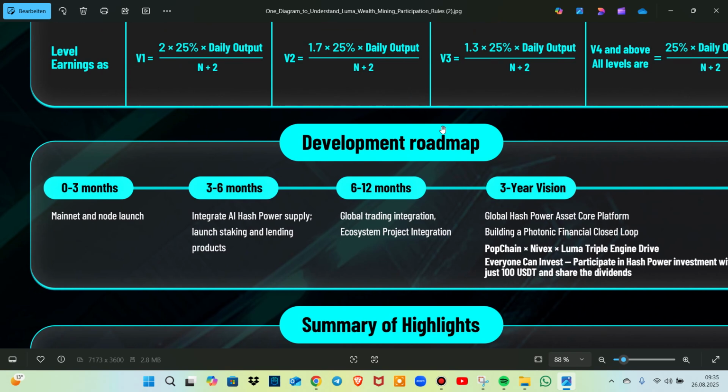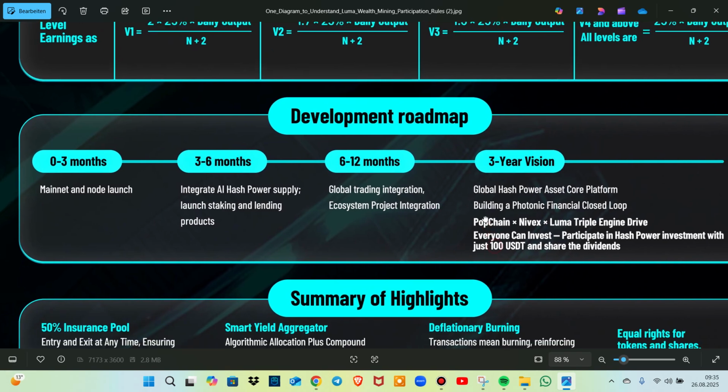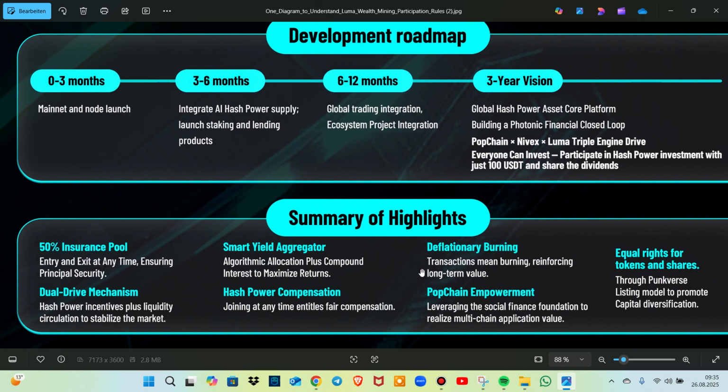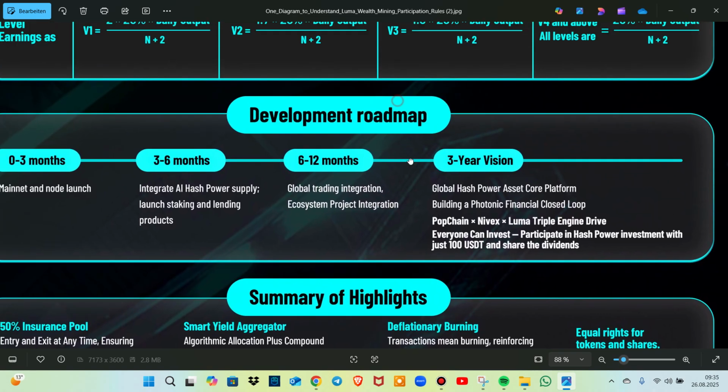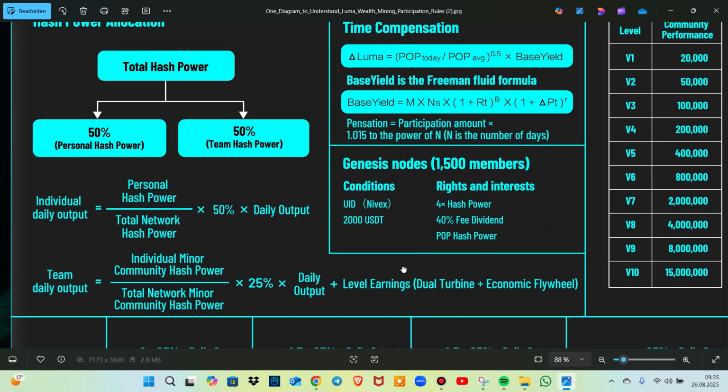And there's obviously also a roadmap that you can go through if you pause that video. And yes, this is basically how the system works.